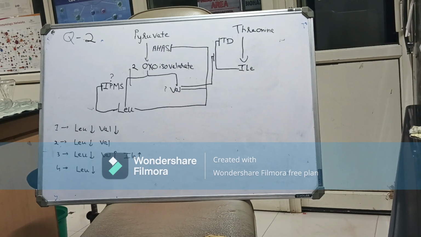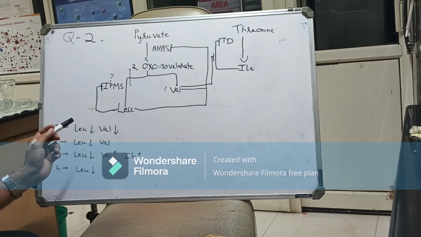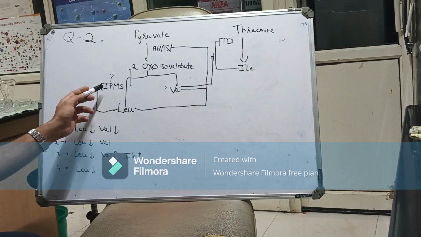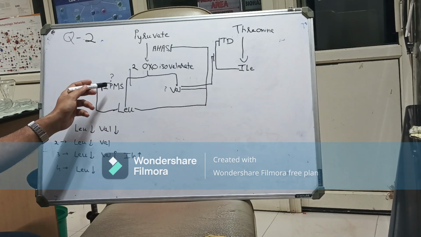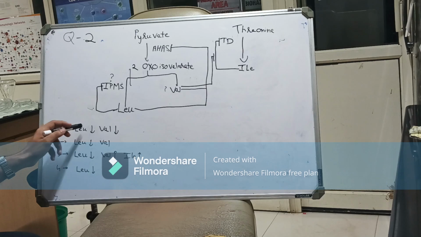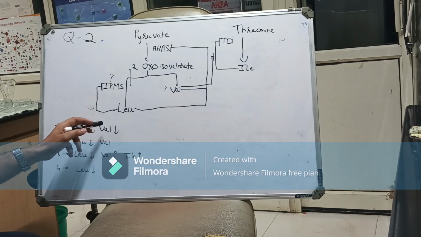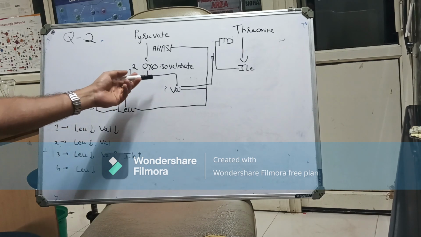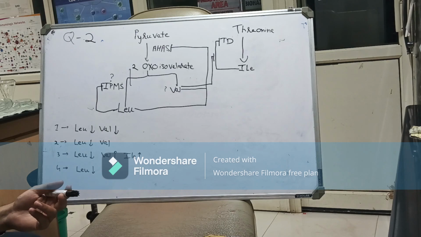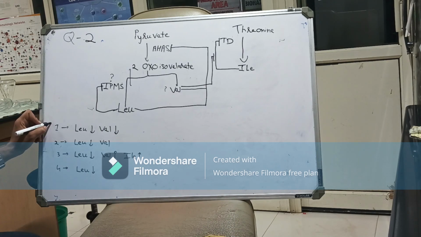Now let's consider all the options one by one. Option 1. Will the leucine production go down? Yes, because we are knocking down the enzyme making leucine. So the first half is correct. What about the second half? We are not changing anything there, so at the least it shouldn't be going down. So option 1 is out of the question.